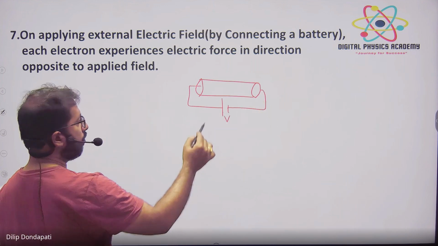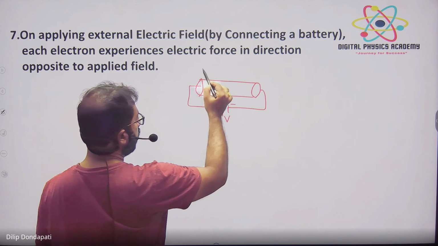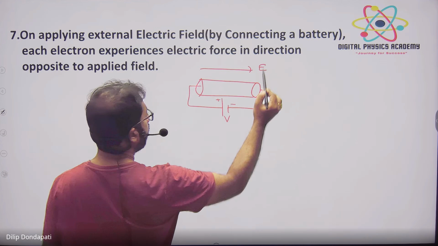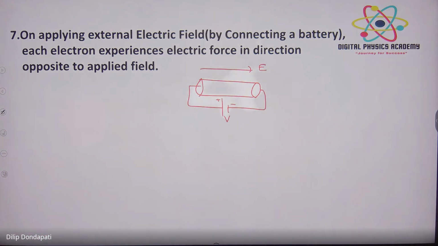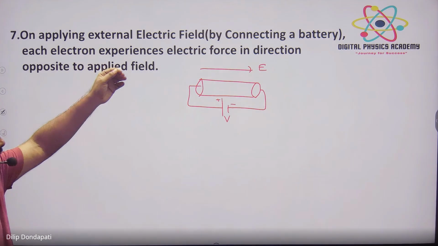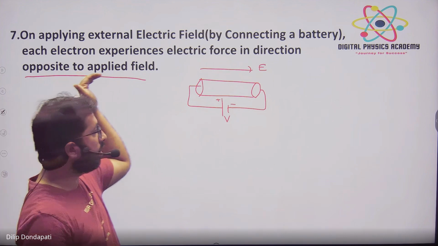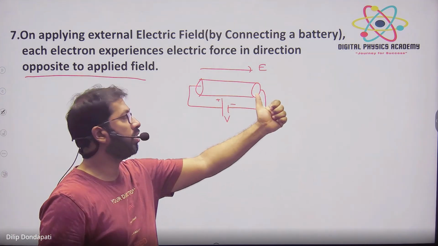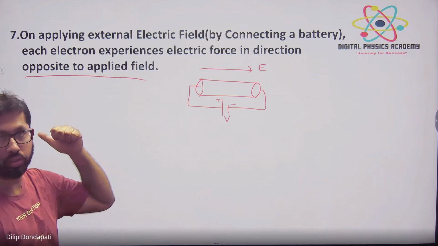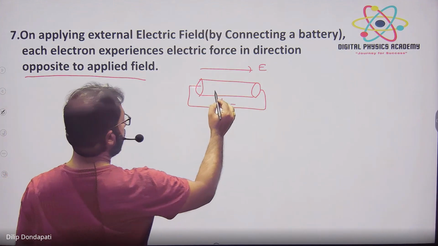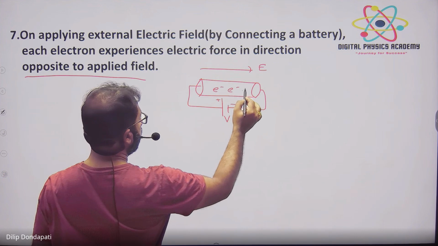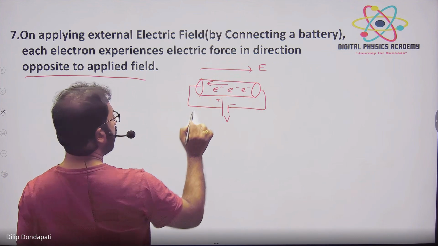Definitely there is an electric field from positive to negative. Electric field is there. So what will happen by connecting? Electrons experience an electric force in the direction opposite to the direction of the field. Remember, if the electric field goes this way, the electrons move in the opposite direction with some force, that is QE.